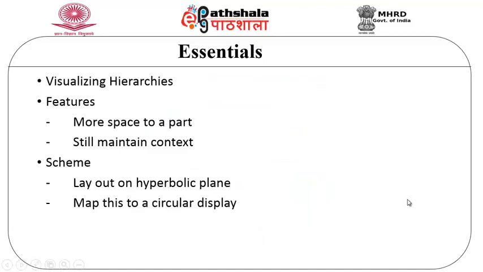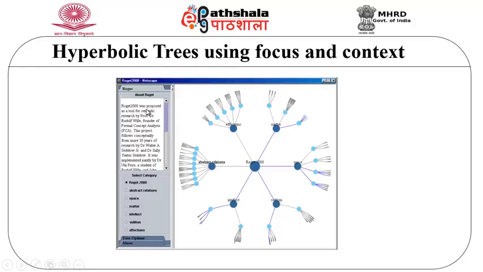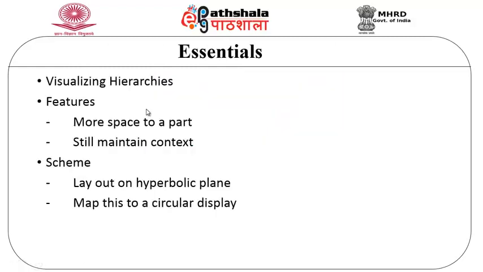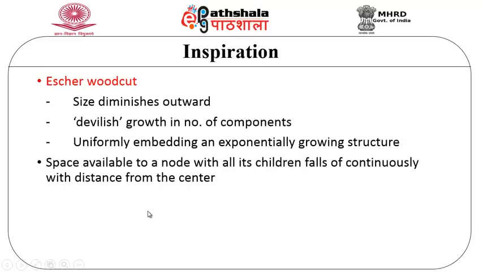So the essentials of this are, it is possible for us to visualize the hierarchies as such using these kinds of hyperbolic trees. The features are, there is more space to spread apart and still it maintains the context information. The schemes that are applied are layout on a hyperbolic plane, and this may be mapped onto a circular display.